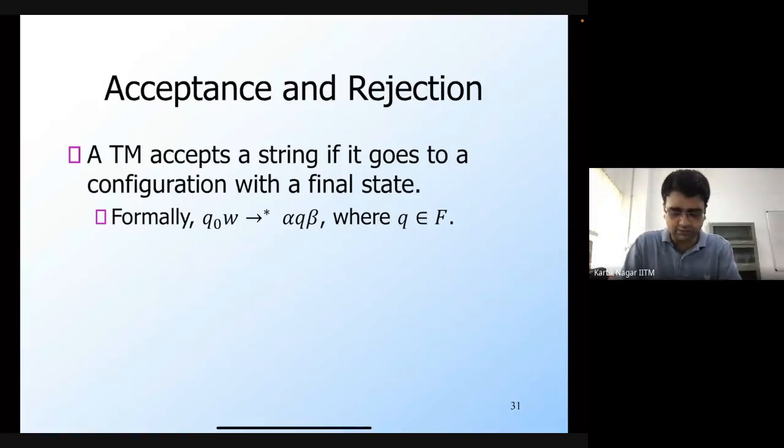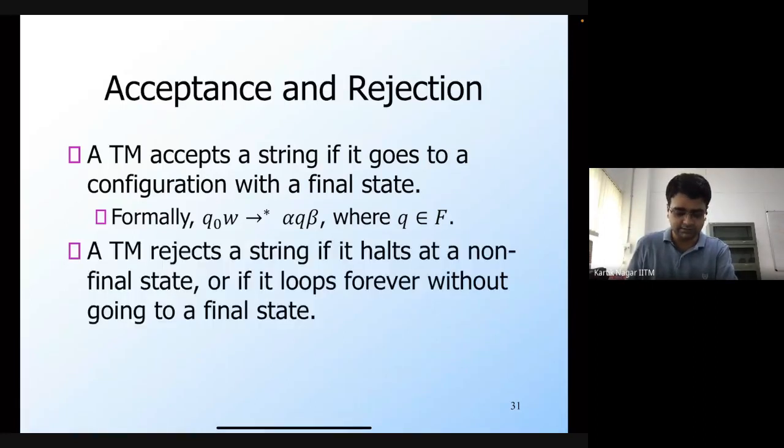Beginning from this configuration, if you go to a configuration of the form alpha q beta, where q is a final state, then you're going to accept w. Note that here we are not really saying anything about consuming the entire input string w. It's possible that you may not even see some symbols of w, and you may still reach a final state. That is fine in the case of a Turing machine. As long as you reach a configuration where the state is final, the string is accepted.